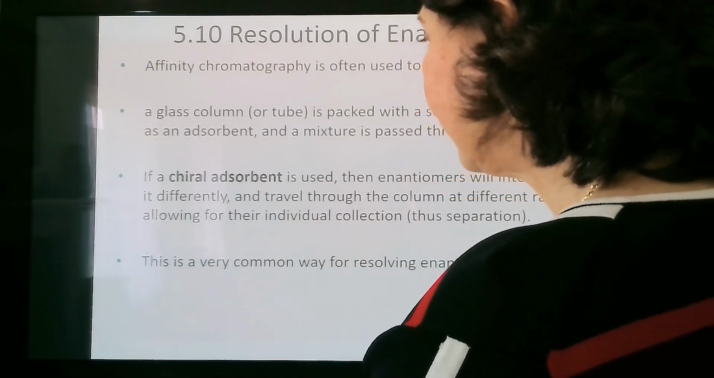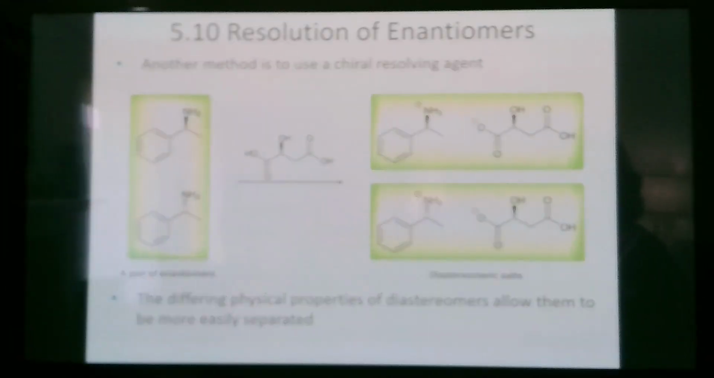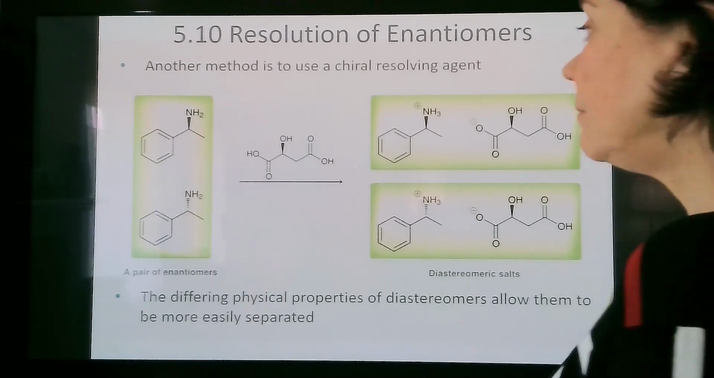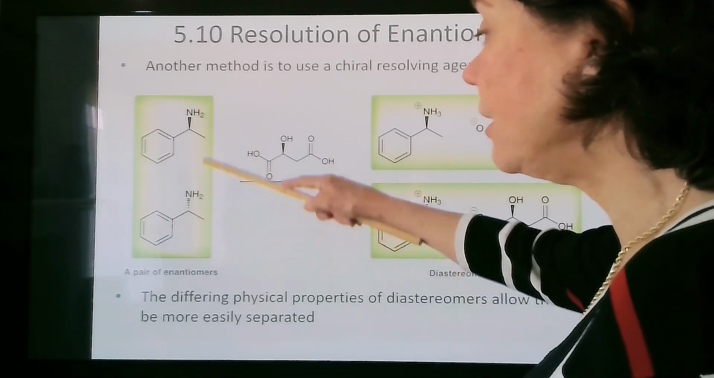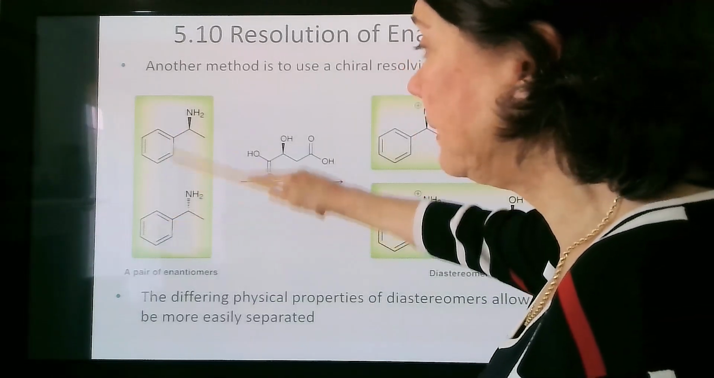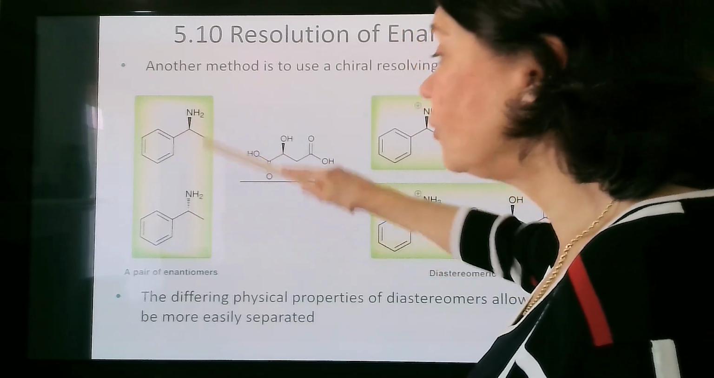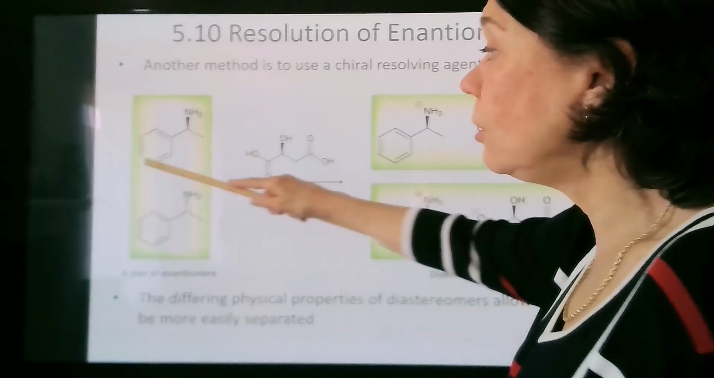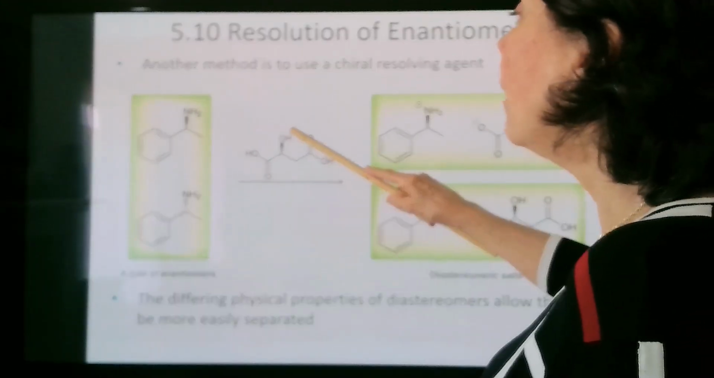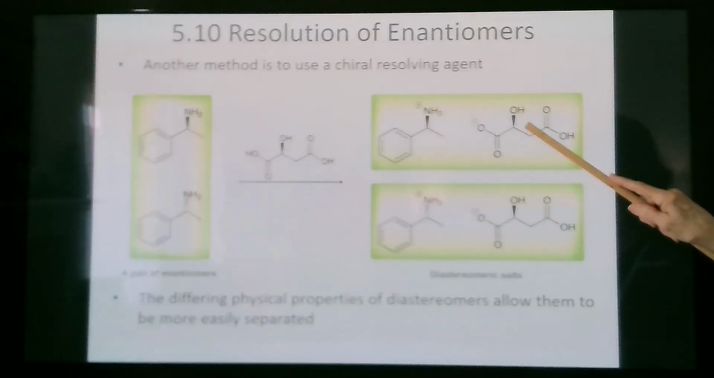I think I skipped one. There we go. Okay, and so another method that can be used is to convert your enantiomers into diastereomers. So here, these are mirror images of each other. This is a pair of enantiomers. And when this solution, which is a solution of the two enantiomers, is reacted with this compound, you get this.